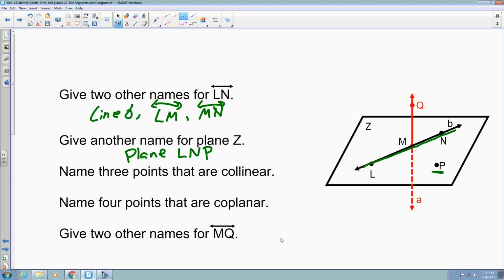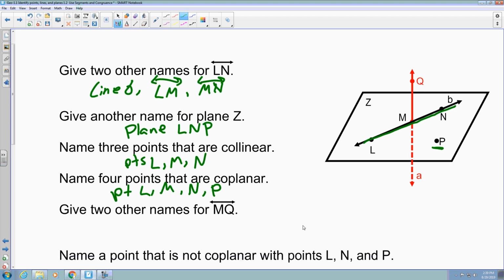Name 3 points that are collinear. So the collinear points we talked about are L, M, and N. So I'll say points L, M, and N are, in fact, collinear. For 4 points that are coplanar, we could say that points L, M, N, and point P, those are all coplanar points in this particular example.